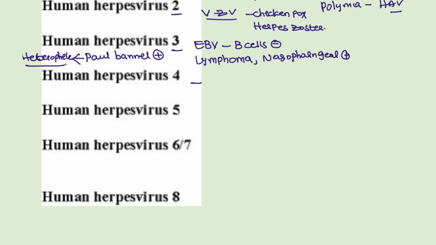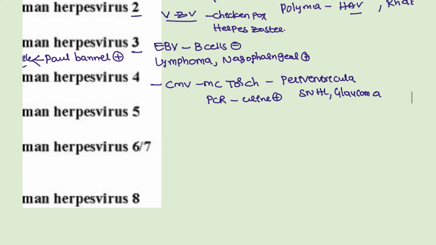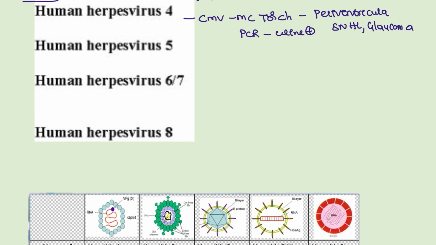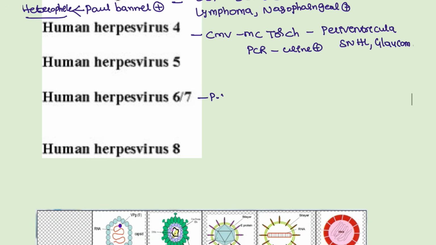And herpes virus 5, this is cytomegalovirus, most commonly associated with TORCH syndromes. If you want to test, the best test is PCR of a urine sample for CMV. It can cause congenital infection, especially with periventricular calcifications and SNHL, and also glaucoma. Next, herpes 6 and 7 can cause pityriasis rosea skin condition, and also erythema roseola.